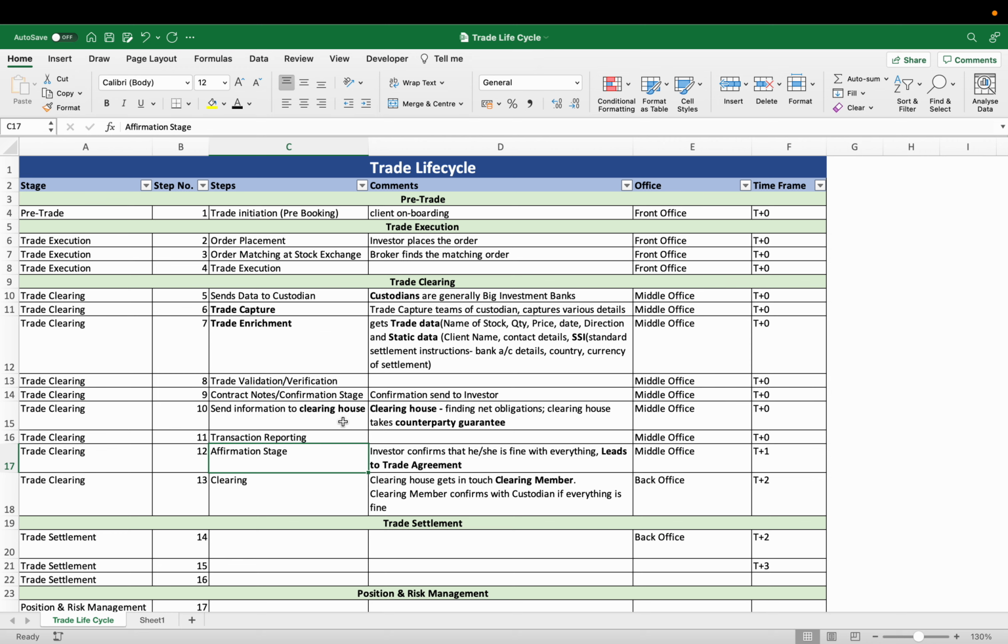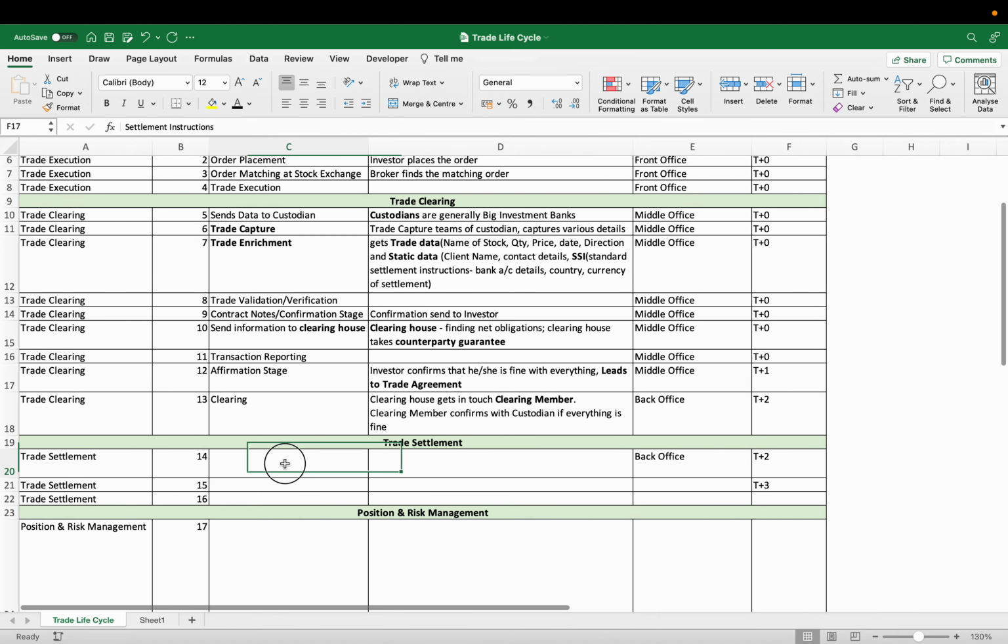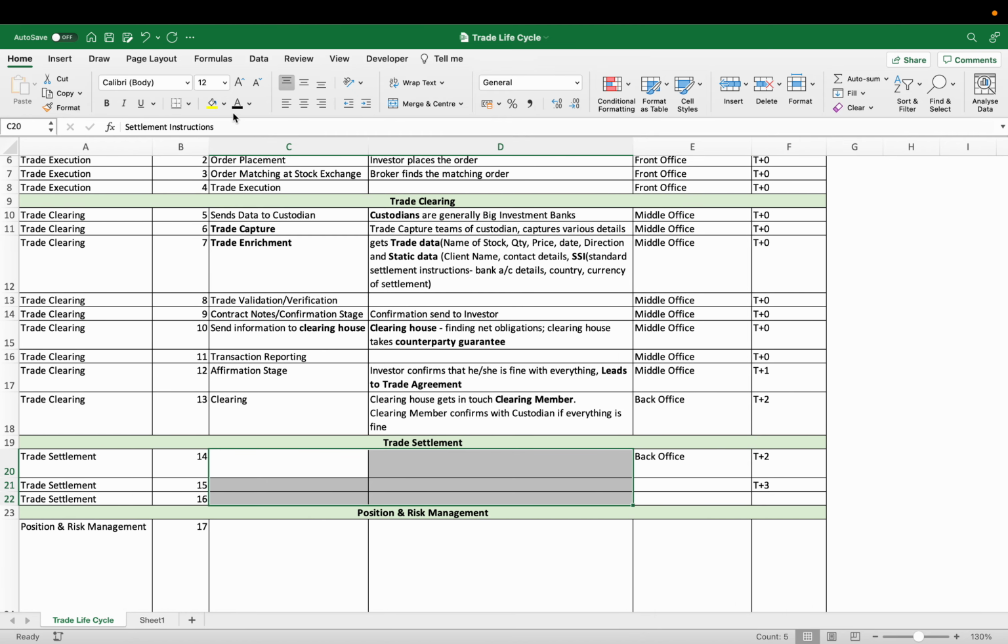So previously there was a confirmation stage. Affirmation is saying yes. The investor comes back and says, yes, everything you quoted, what you told me is absolutely right, and I'm ready to enter into the trade agreement. And finally, the last step, that is the clearing step. Herein, clearinghouse gets in touch with the clearing member, and clearing member confirms everything to the custodian that everything is fine and good, and we can move on to the next stage, that is your trade settlement stage. Keep in mind, this step happens at back office as T+2, and your affirmation happened on T+1.